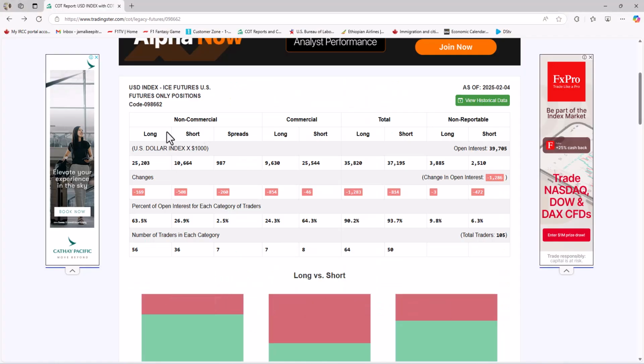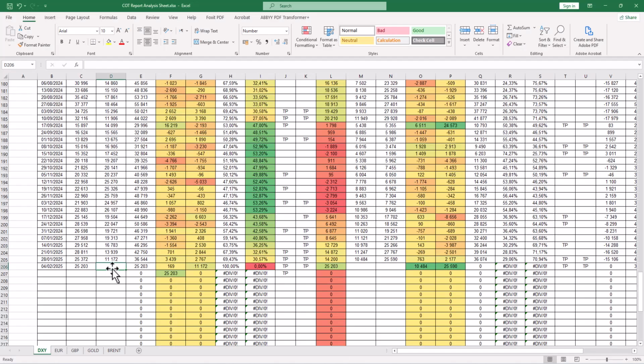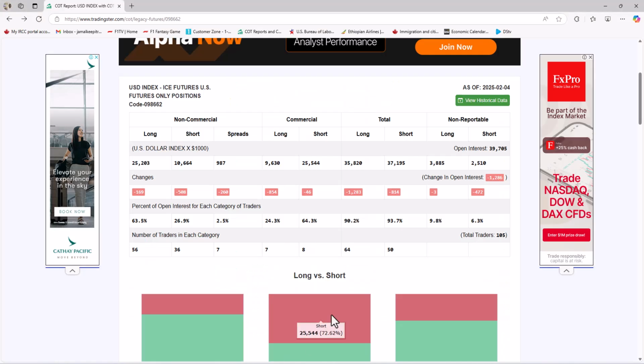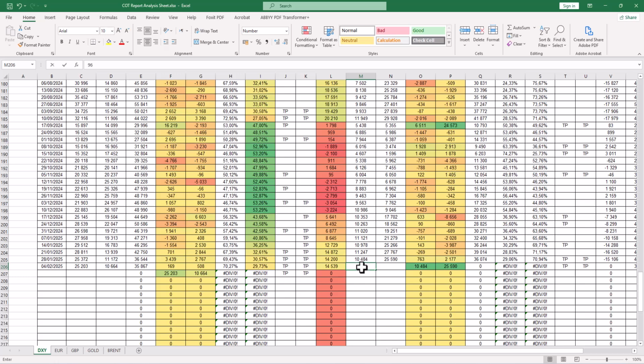For the short, the non-commercials have got 10,664. But the main guys that we are concerned about are the commercials. The commercials have got 9,630 on the long side, and you can already see they've taken profit from 10,484 last week to 9,630. That's a difference of 854, so they've taken a bit of profit on their long exposure.